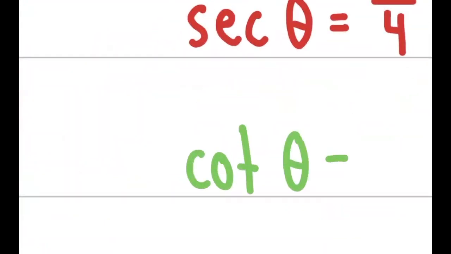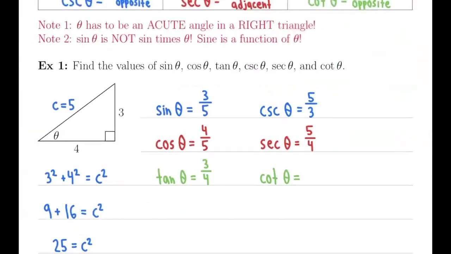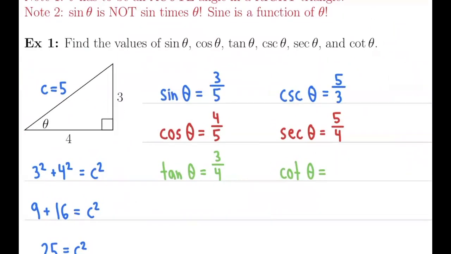So if tangent of theta is 3 over 4, what's cotangent of theta? You've got to be kidding. It's 4/3. That's right. Yes.